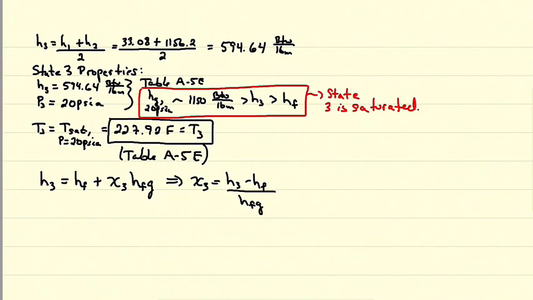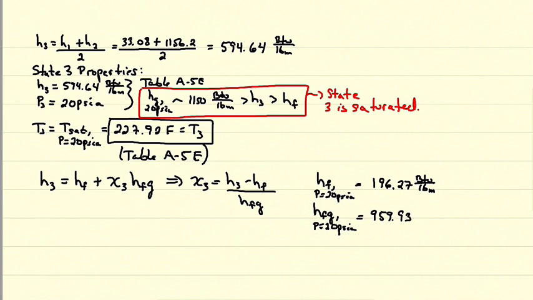And I can look these two values up in the table. So my saturated liquid enthalpy at a pressure of 20 psia is equal to 196.27 BTU per pound mass. And Hfg, my enthalpy of vaporization at 20 psia, is equal to 959.93 BTU per pound mass. And I got both of these values here from table A5e.